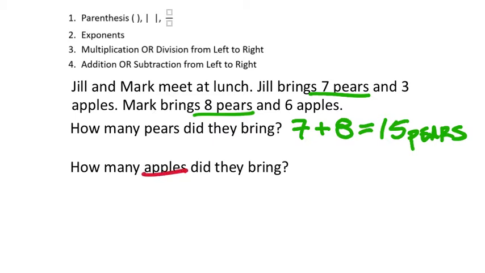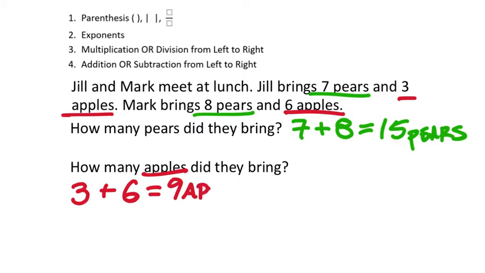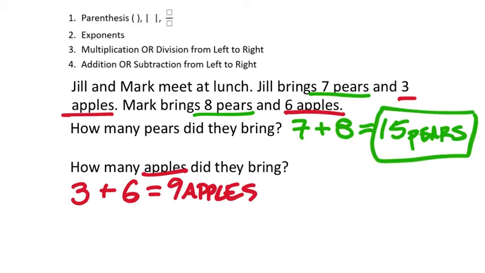How many apples did they bring? Well, looks like Jill brought 3 apples and Mark brought 6 apples. So just going to take those two values, 3 and 6, and add those together. 3 plus 6 is 9. So that'd be a total of 9 apples. And that gives us the two answers we're looking for on this one. I'll just box them in. 15 pears, 9 apples.